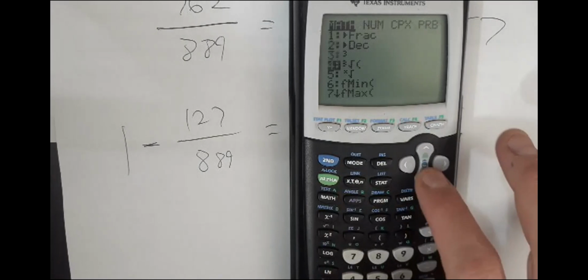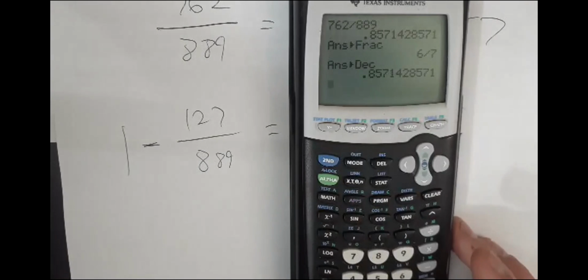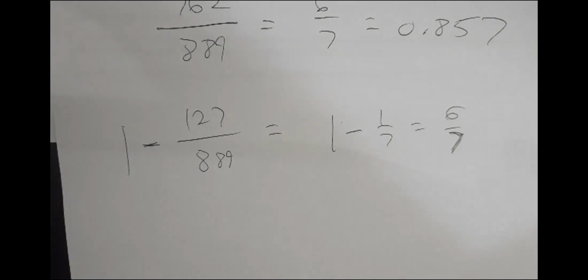Okay, I see. I have that button on mine. Thank you. Yeah, I'm using degree, Professor. So I still got 0.857. Ah, that's it. Okay.